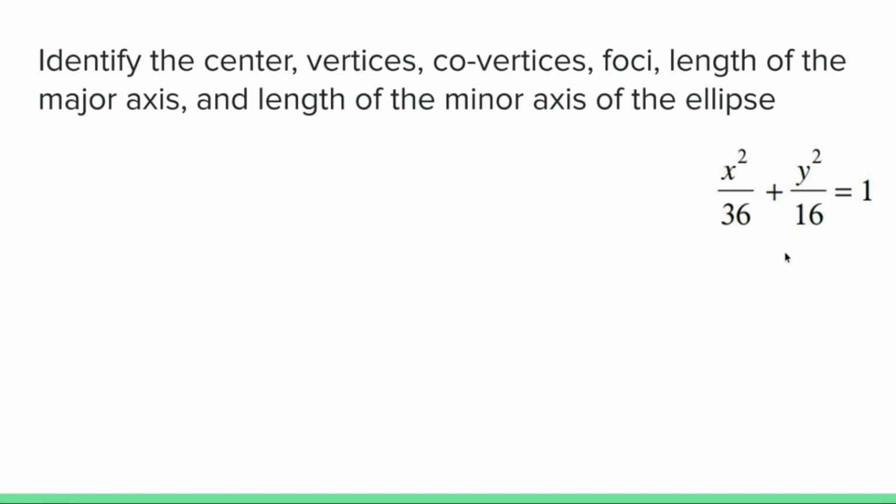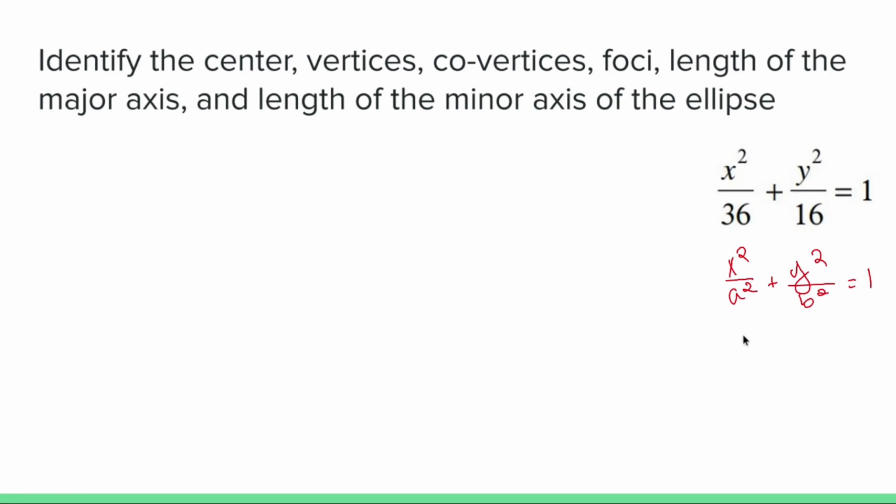Now, since the larger number in this case, 36, is below the x squared, we are going to compare this to x squared over a squared plus y squared over b squared equals 1. What I also notice is you're not adding or subtracting anything with the x and the y, which tells us where our center is. But before we do that, we need to find out what our a and b are.